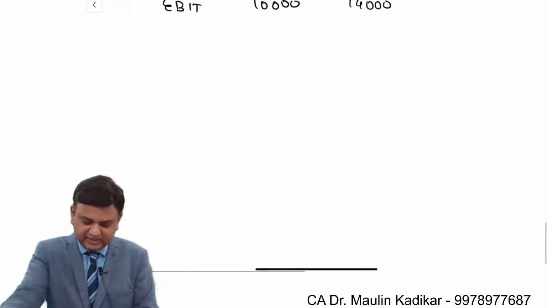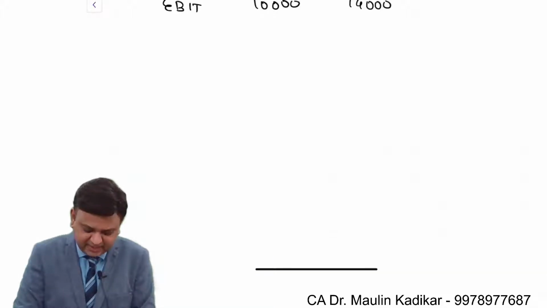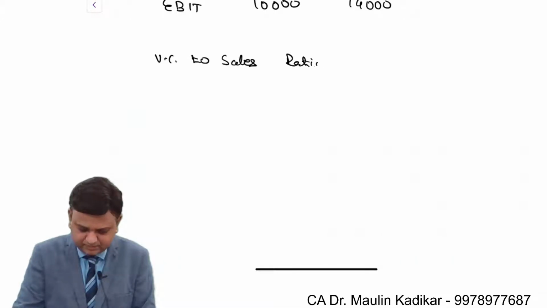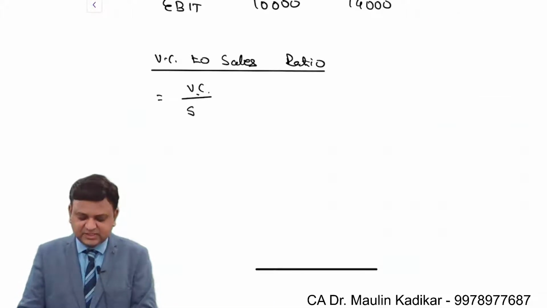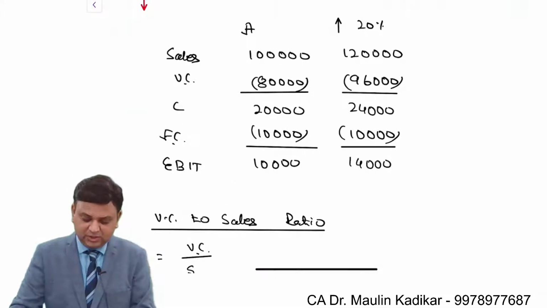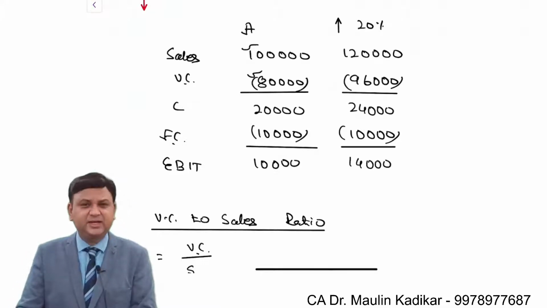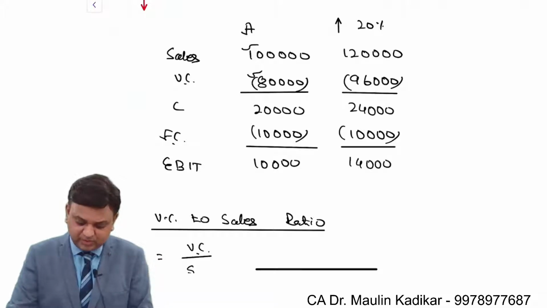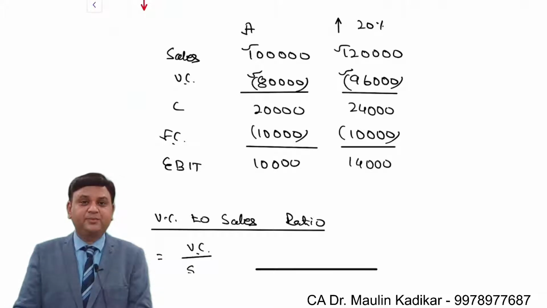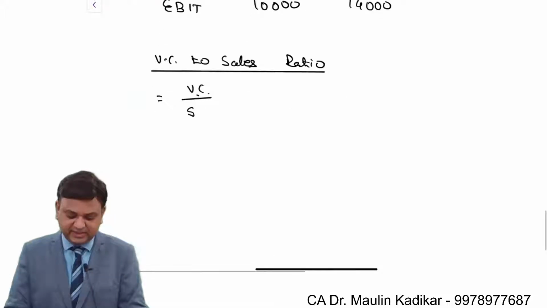Now for understanding the derivation, first of all I am calculating the variable cost to sales ratio. How to compute the variable cost to sales ratio? It is variable cost upon sales. So it is 80,000 upon 1 lakh, that is 0.8. The variable cost to sales ratio is going to remain the same: 96,000 upon 1,20,000 is again 80%.